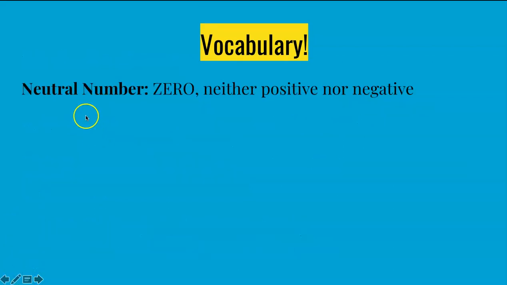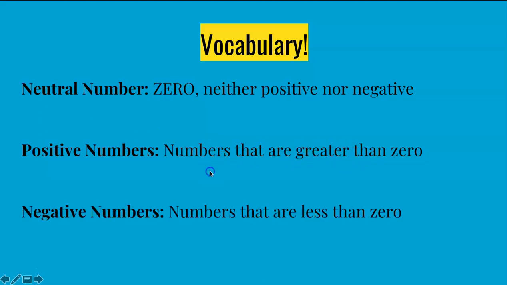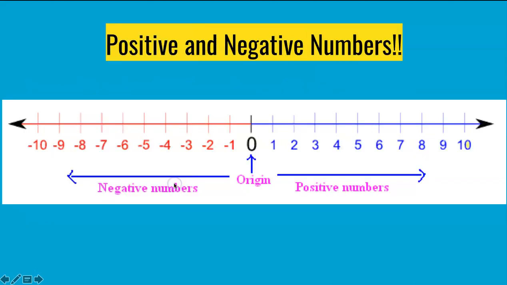Here we go. The neutral number is 0. 0 is not positive and it is not negative. It is in between the positive numbers and the negative numbers, so it is neutral. The positive numbers are the numbers that are greater than 0, and the negative numbers are the numbers that are less than 0. Take a look at this horizontal number line.